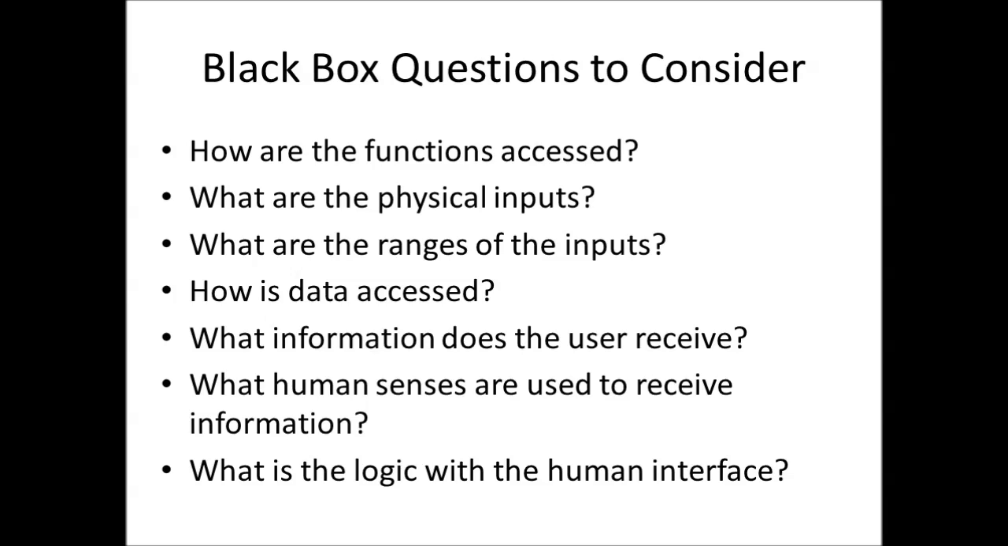What human senses are used to receive the information? Is it visual, auditory, physical touch? Is it temperature? It could be any of these senses, but you want to state how the user receives that information. And what is the logic with the human interface? Is there any logical sequence of events that the user should be able to pick up on their own to get that information out of the device? You want to document that with flowcharts and block diagrams.